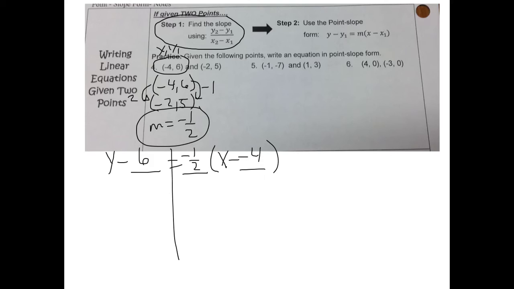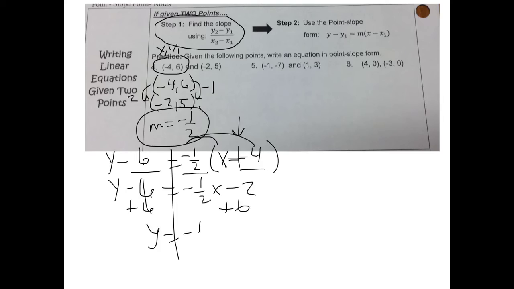Draw our line down. This time our double negative is right over here, so we change that to a plus. Negative 1/2 times those, so bring down y minus 6. Negative 1/2 times x is negative 1/2 x. Negative 1/2 times 4 is a negative 2. Minus 6 gets a plus 6. Y equals negative 1/2 x. Negative 2 plus 6 is positive 4. Okay.